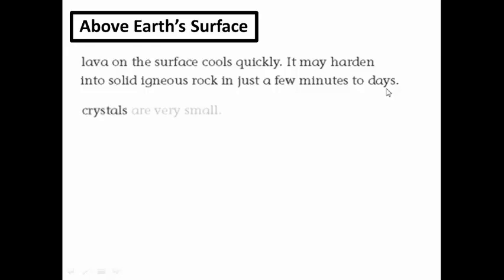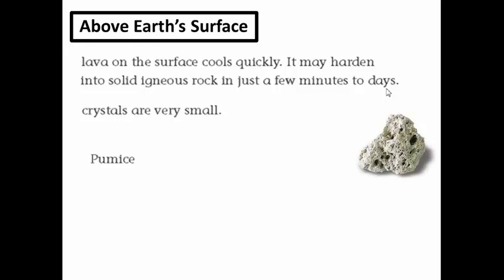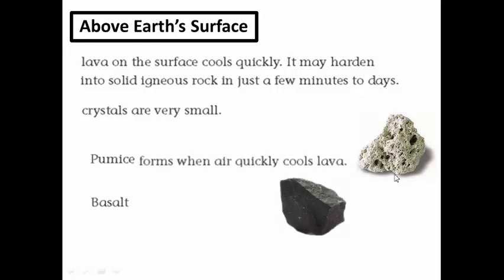So what about the crystals? You know that all these rocks are made of minerals, and these minerals are made of crystals. All the crystals are very small, and we have two examples for this kind of igneous rock above the Earth's surface. The first one is pumice, and the second one is basalt. So let's start here. We have those two examples, but what's the difference?